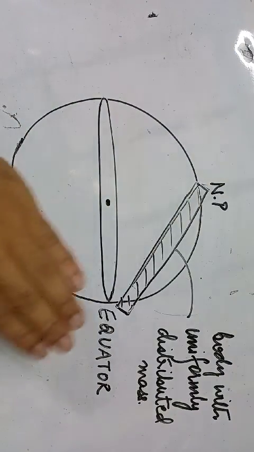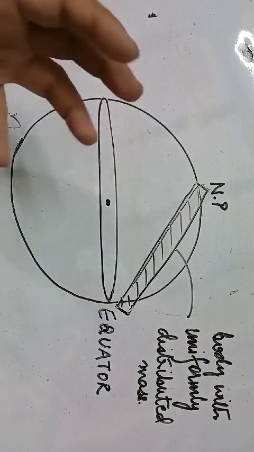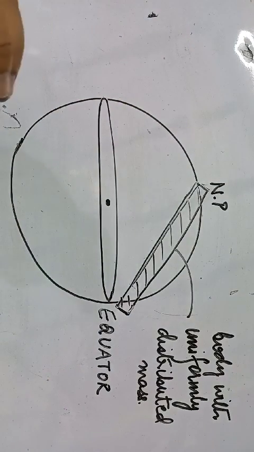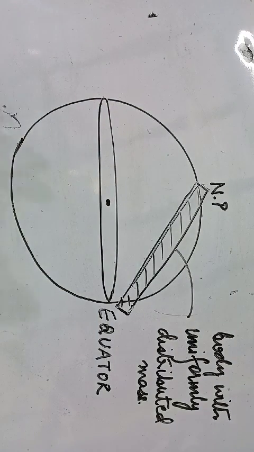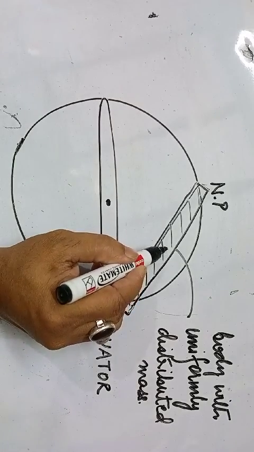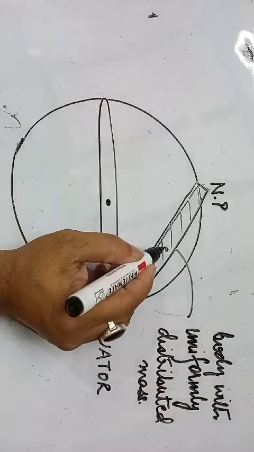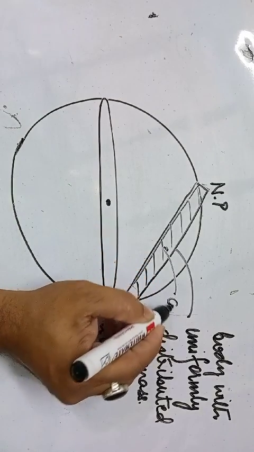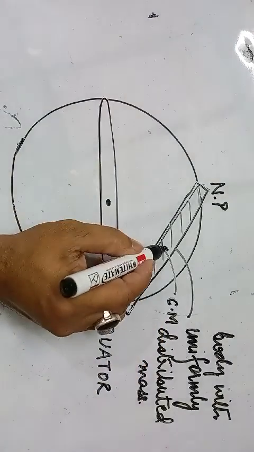So no part of this long rod is thicker than another. No part of this rod has more density than any other part of the rod. It is that condition that we are taking into play. So certainly the center of mass will lie at the exact midpoint, somewhere in the middle of this particular rod. So this point is the center of mass.